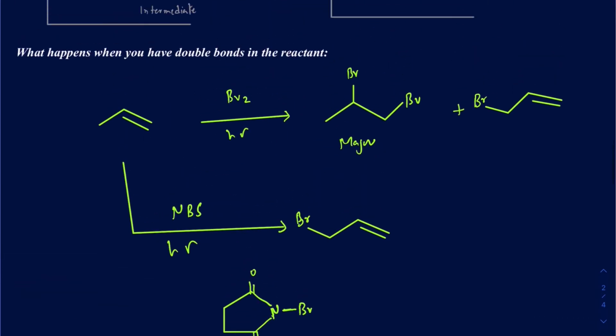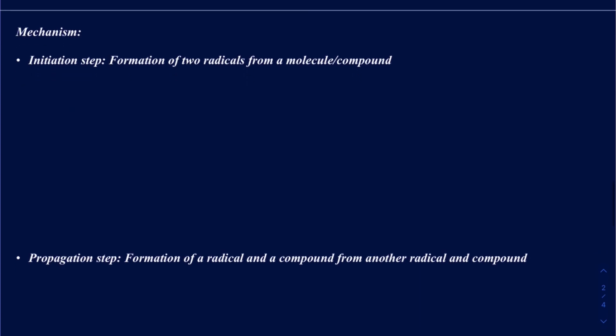So let's talk about your mechanism now. When we talk about the mechanism, there are actually going to be three steps. The first step is called the initiation step, where it starts out with the formation of two radicals from a molecule or a compound. So suppose I use Br2, in the presence of light or heat, and we're going to get homolytic breaking of the bond, where this bond breaks and one electron goes onto one bromine and the other electron goes onto the other bromine.